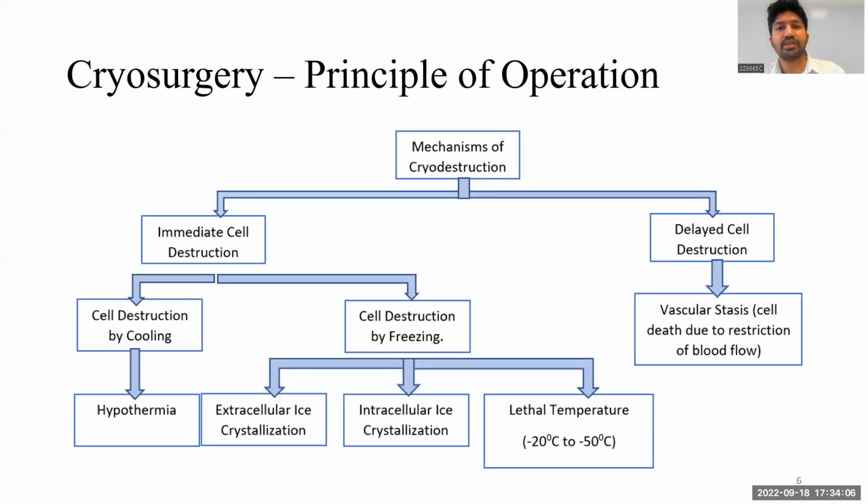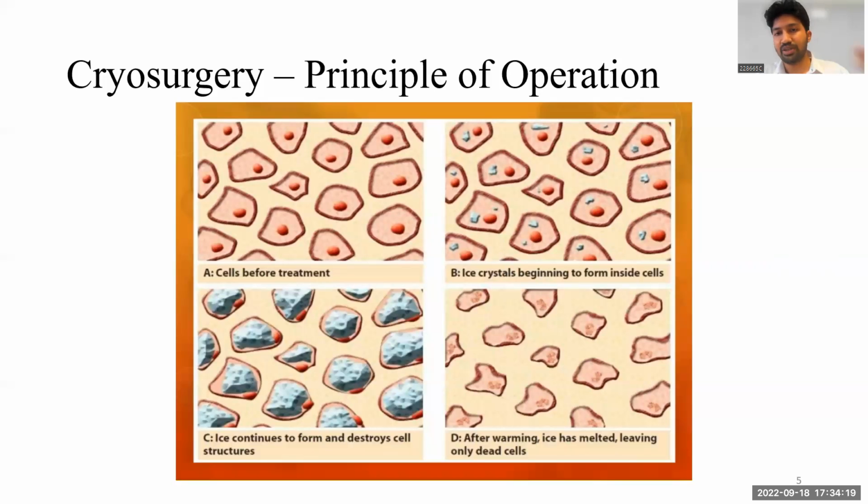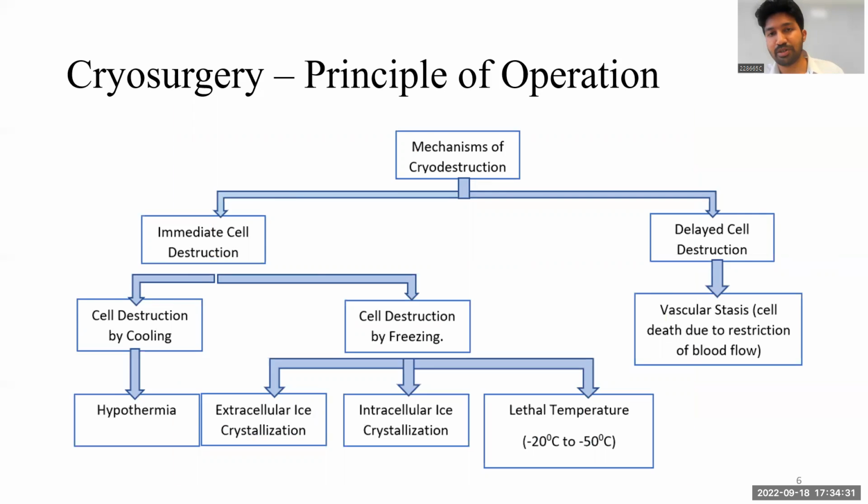Here we have the mechanisms of cell destruction. So there's immediate cell destruction and delayed cell destruction. And then we have cell destruction by freezing. So there's extracellular ice crystallization and intracellular ice crystallization. This is what we are seeing here. The ice crystal formation happens from intercellular and extracellular fluid, resulting in freezing and causing physical disruption of the cell.